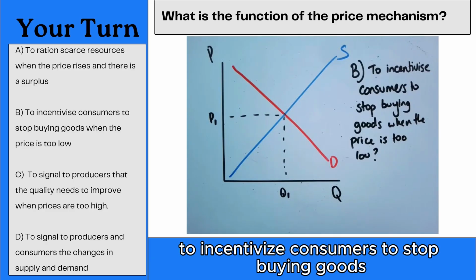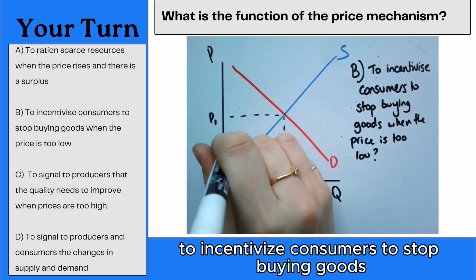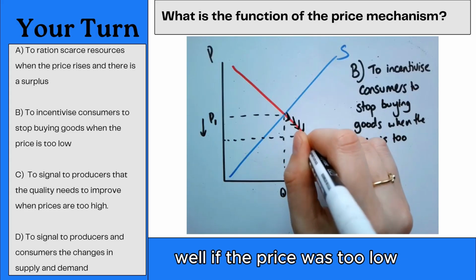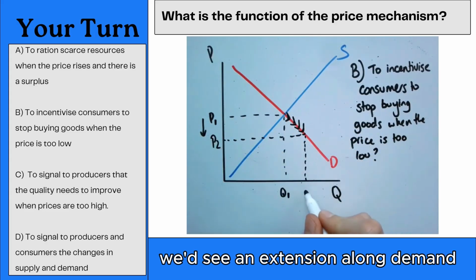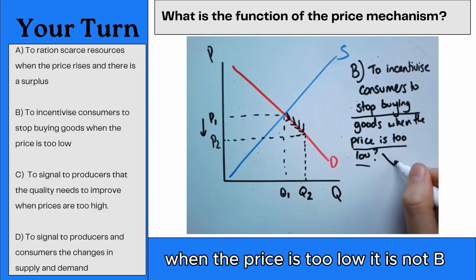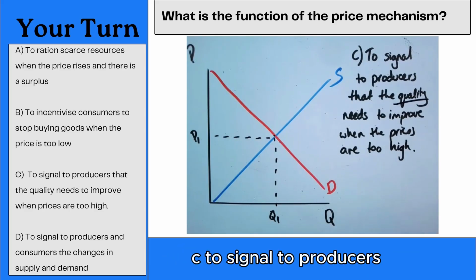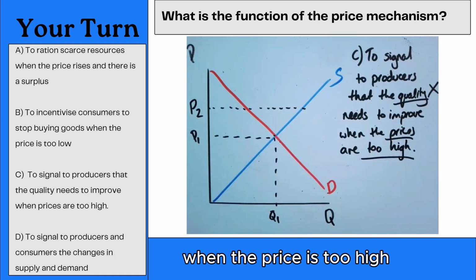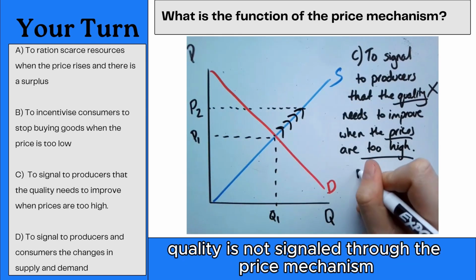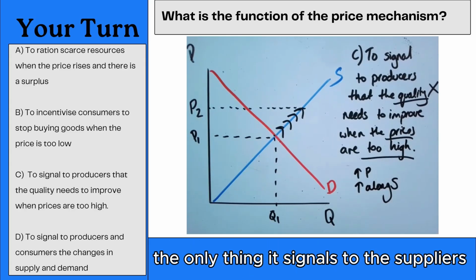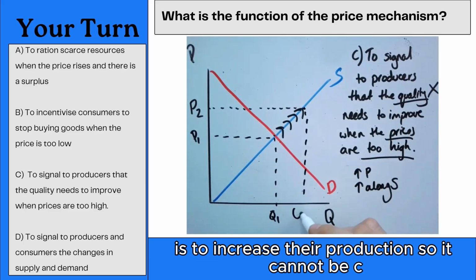Option B said to incentivize consumers to stop buying goods when the price is too low. Well, if the price was too low, we'd see an extension along demand. So that would not encourage them to stop buying goods when the price is too low. It is not B. C, to signal to producers that the quality needs to improve when the price is too high. Well, quality is not signaled through the price mechanism. But likewise, when the prices are too high, the only thing it signals to the suppliers is to increase their production. So it cannot be C.